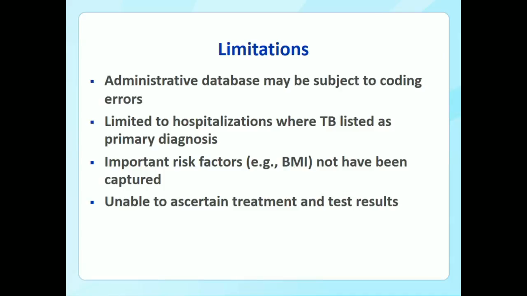There are obviously some notable limitations to our analysis, and primarily that's due to the use of an administrative database. Administrative databases may be subject to coding errors. This particular analysis was limited to hospitalizations where TB was listed as the primary diagnosis, so we may have not captured the full spectrum of either outcomes or economic impact associated with all hospitalizations where TB is listed as any diagnosis. And again, because this is an administrative database, we weren't able to get detailed information on certain risk factors or certain details of the clinical TB treatment or TB response or specific diagnostic tests such as smear microscopy or chest X-ray.